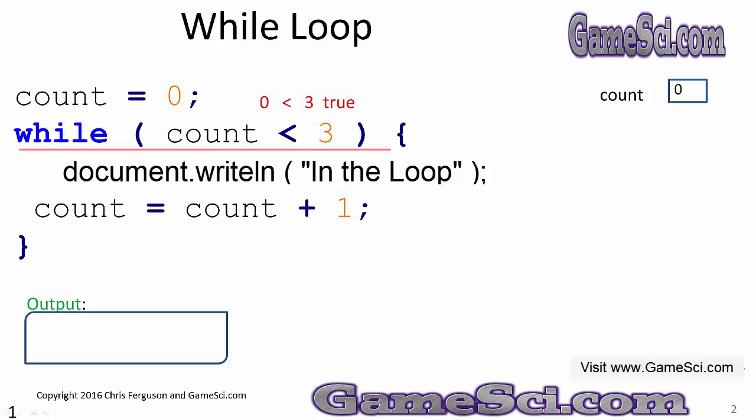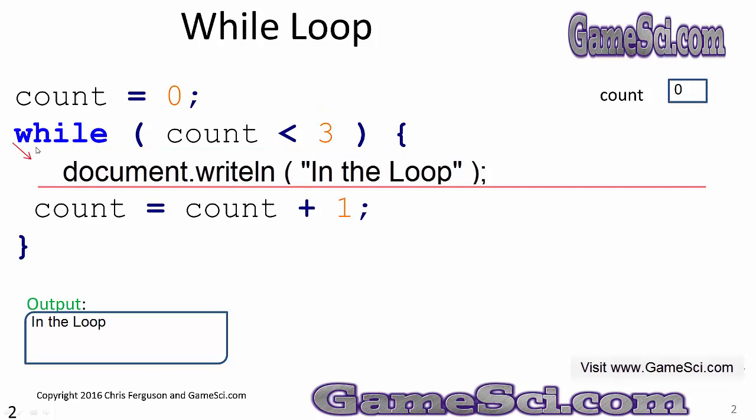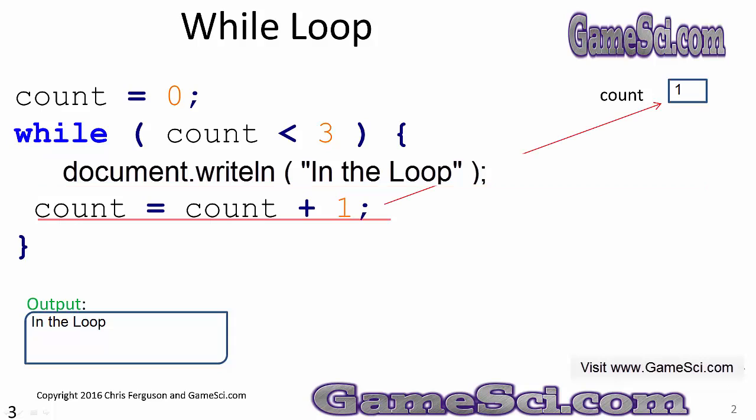Count equals 0. We hit the while statement. With 0 in count, 0 less than 3 is very much a true statement. As a true statement, you know what it's going to do. When the condition is true, we're going to go inside the code and execute the code inside this while block. So our System.out.println will execute. You'll see in the loop appear on our output. If the statement is true, we're going to execute the code.